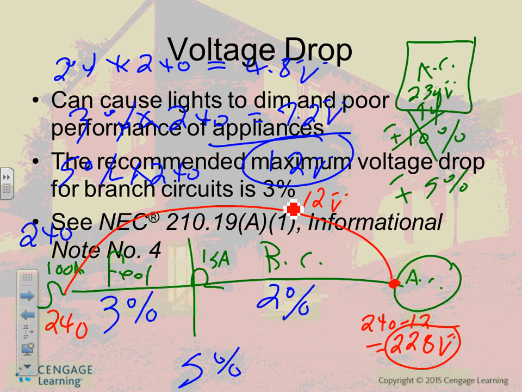On the feeder, how much did we drop on the feeder? 4.8. How much did we drop on the branch circuit? Or is that the other way around? Oh, the feeder is 7.2 and on the branch circuits, 4.8. For a total of 12. Now my piece of equipment, if it sees 228, it will function okay. Any comments, guys? Any questions about that? You see the importance of voltage drop?